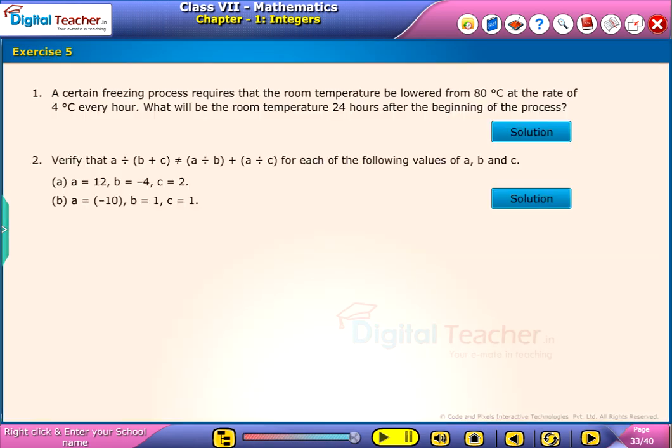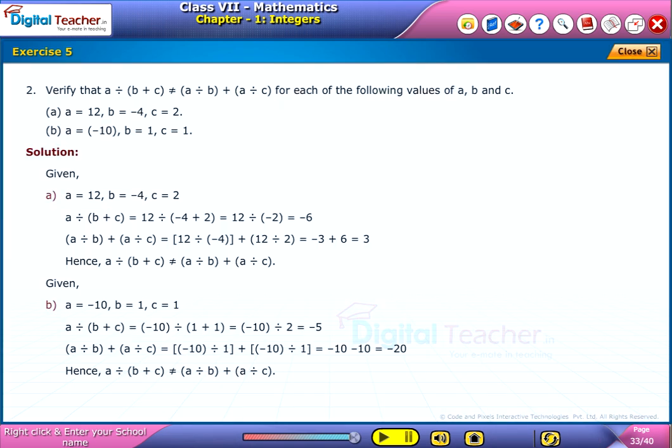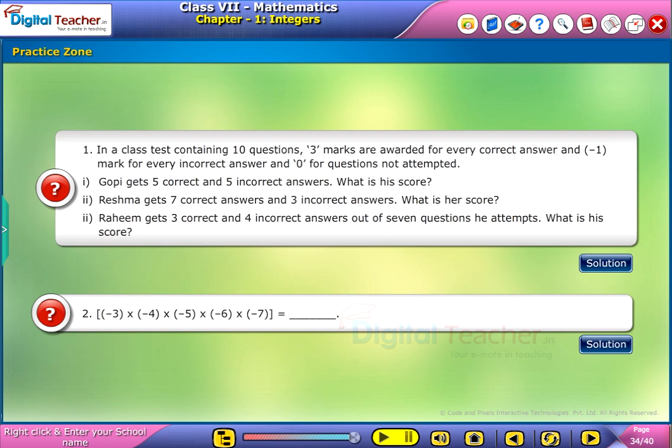Let us solve a few exercise problems. Click the tab to view the solution. Try to solve the problems in the practice zone on your own. You can click solution for your reference.